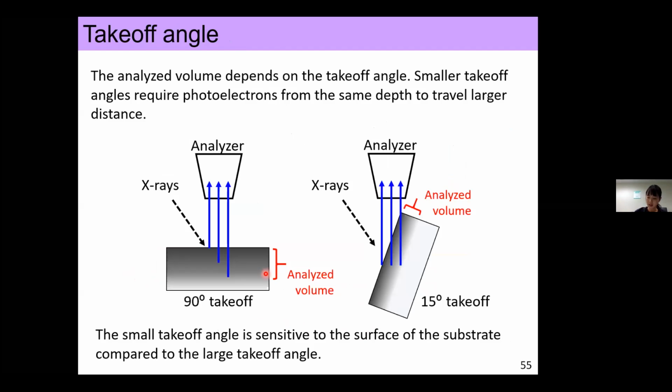The second one is takeoff angle. The analyzed volume depends on the takeoff angle. As you can see in this illustration, smaller takeoff angles detect photoelectrons from the surface region more compared to the larger takeoff angle. It means a small takeoff angle is sensitive to the surface of the substrate.